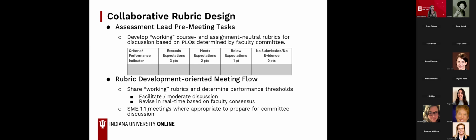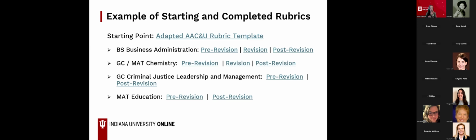So I'm going to skip ahead here. These are the examples that I showed you. Again, for those who joined a little bit late, there will be a QR code on the last slide that you will be able to use to access these resources. And these are linked in the PowerPoint and they're available in the file folder as well. So I've given an example of our adapted AAC&U VALUE rubric templates. I've also given examples from a variety of different programs that we work with to show the variety of the process, but also the similarity.